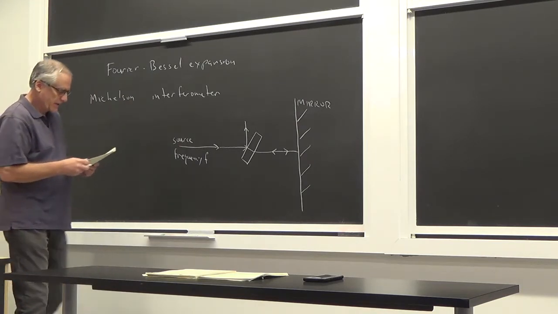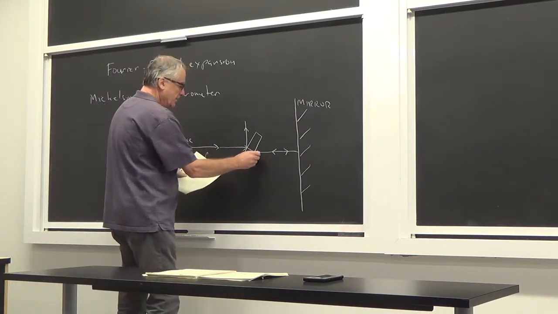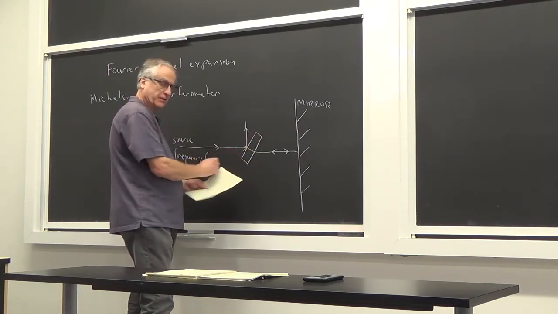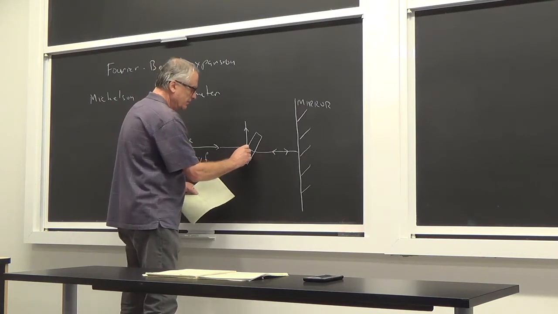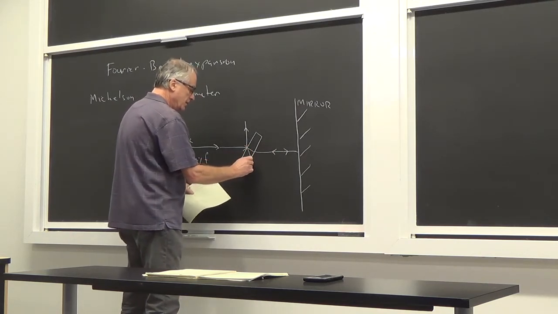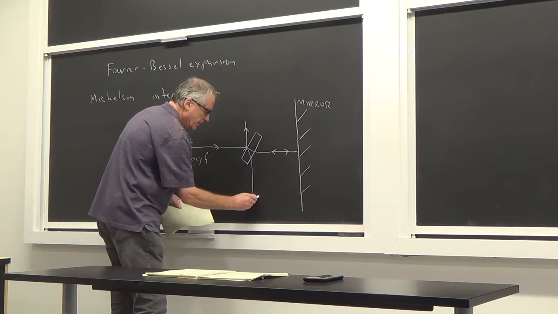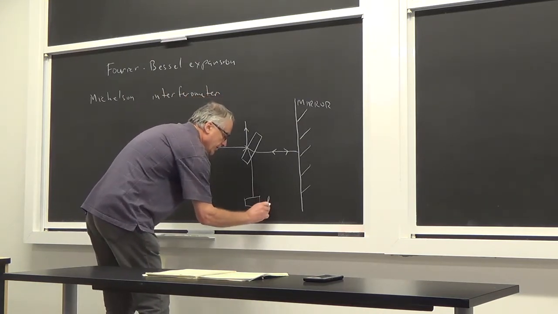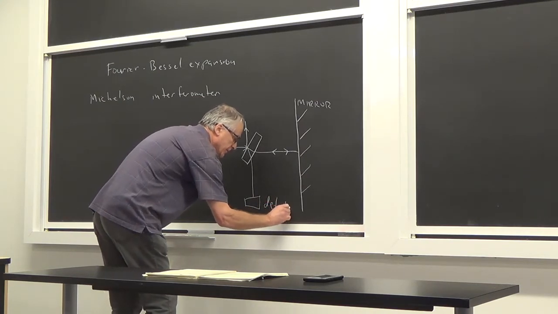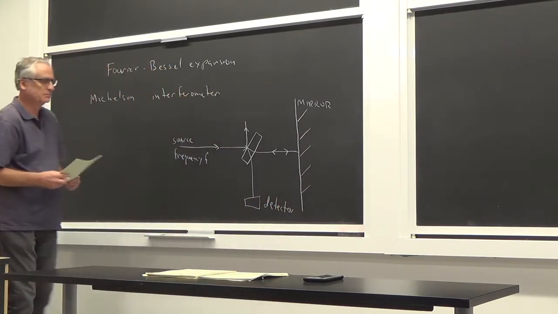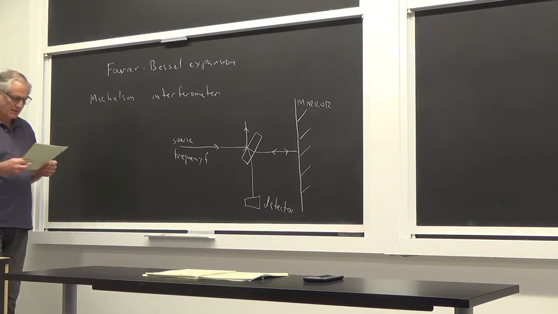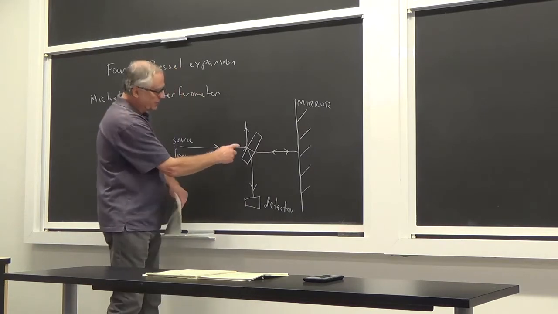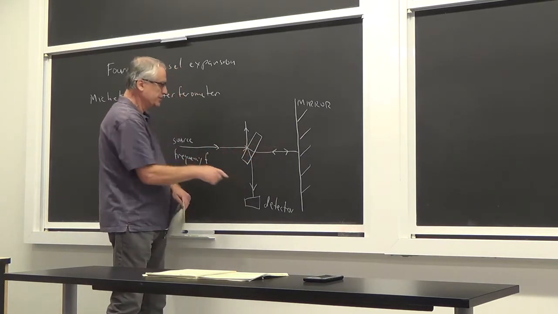And when it bounces back, it follows the same path. This is half silvered, so some of it will reflect. Reflect down like that, and refract. And we let it end up, get absorbed in some kind of detector down here. So that's the beam that gets transmitted through this.